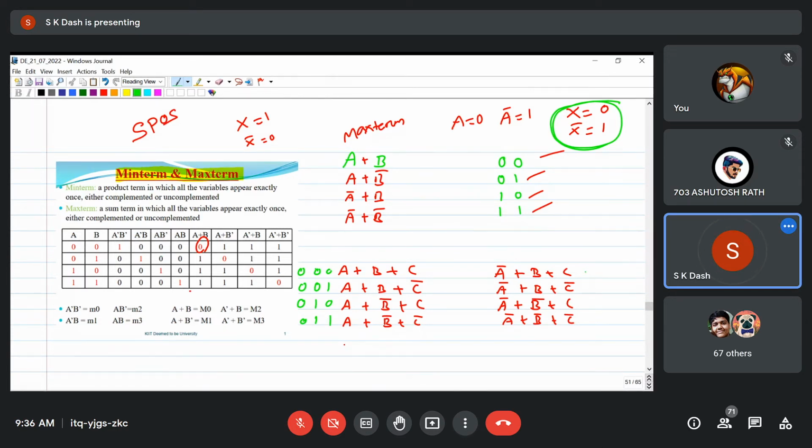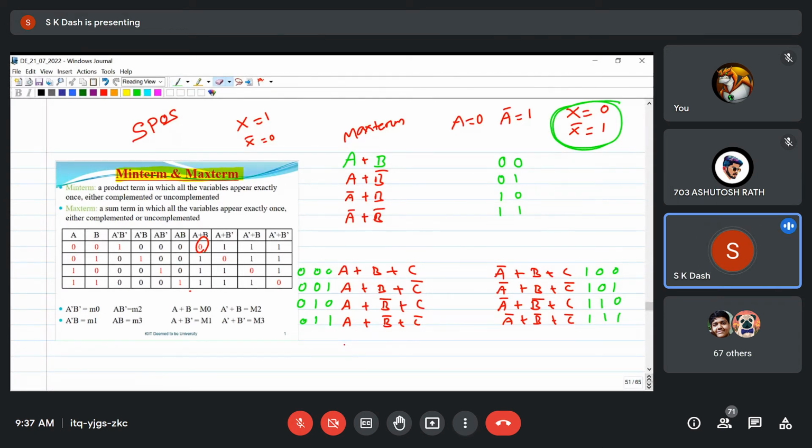A bar complemented, 1. B not complemented, 0. C not complemented, 0. A bar complemented, 1. B not complemented, 0. C bar complemented, 1. A bar, B bar complemented, C not complemented. A bar, B bar, C bar, all are complemented. So they are called as triple 1. Okay. So again this 0 0.